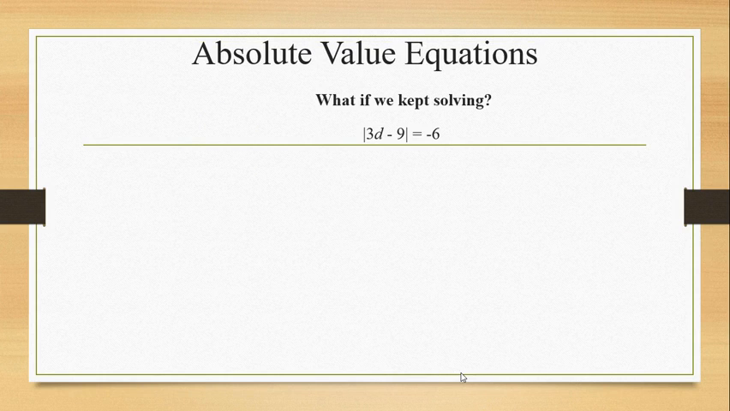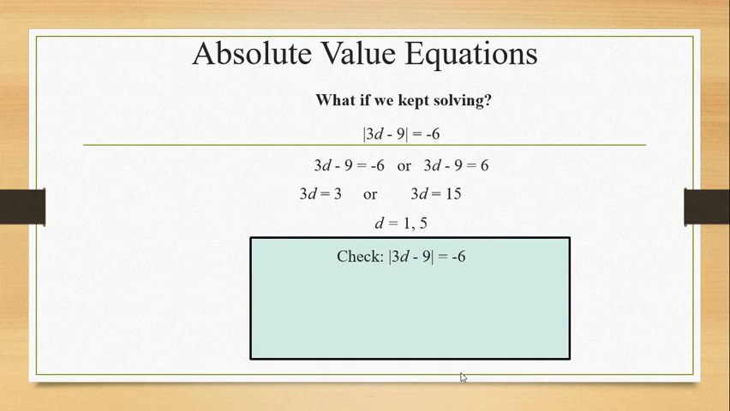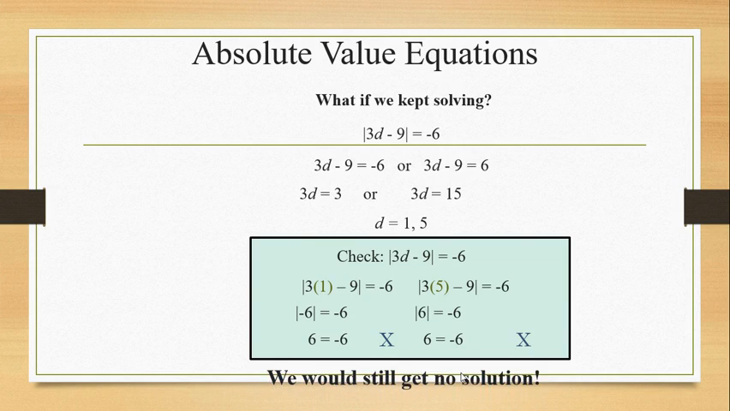But if we did try to keep solving this, let's say we set it up and we said that 3d minus 9 equals negative 6 or 3d minus 9 equals positive 6. And we add 9 to both sides. So we get 3d equals 3 or 3d equals 15. Then we divide by 3. So we get d equals 1 or d equals 5. Notice that when we check this, though, we wind up with positive 6 is equal to negative 6, which is not correct. So you would still get no solution if you did not see that you had a negative 6 from the beginning.